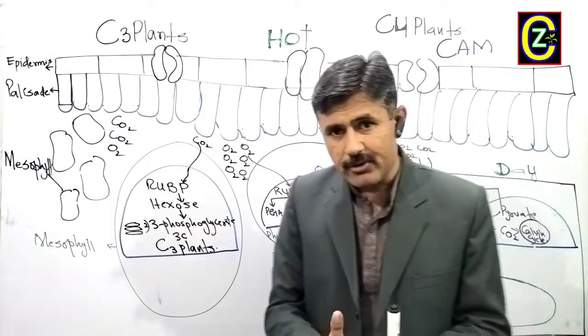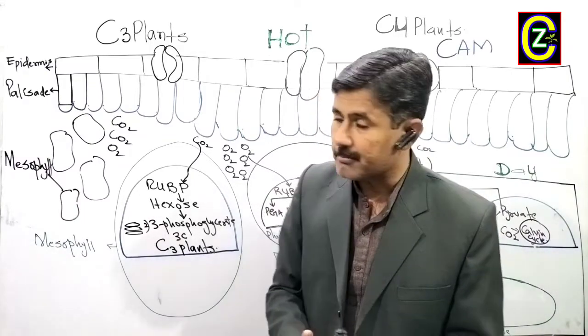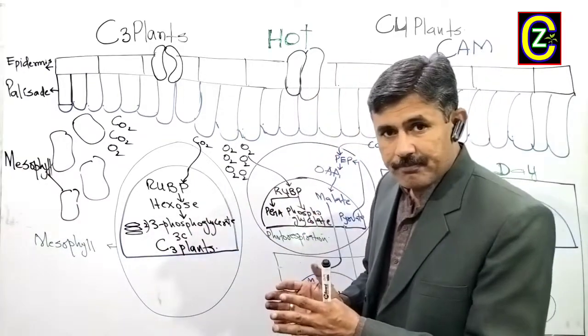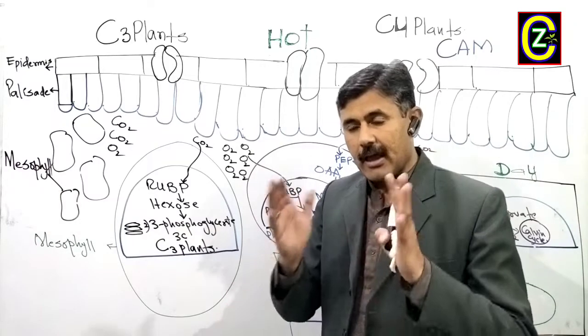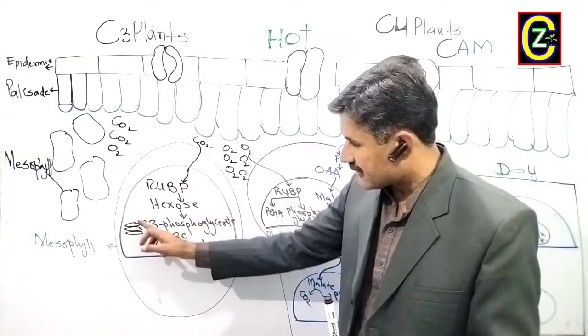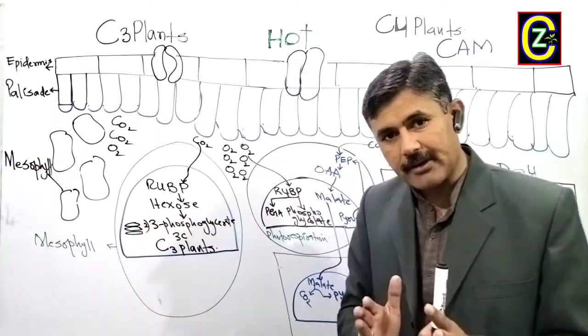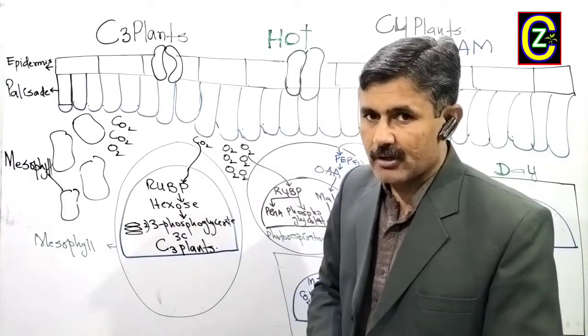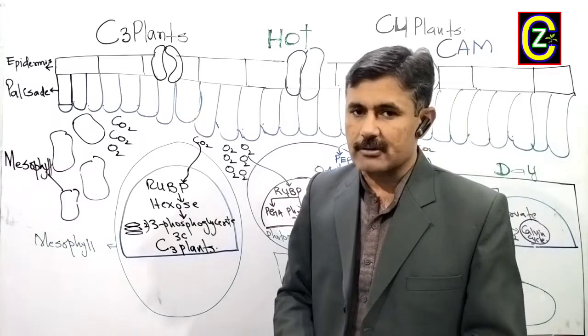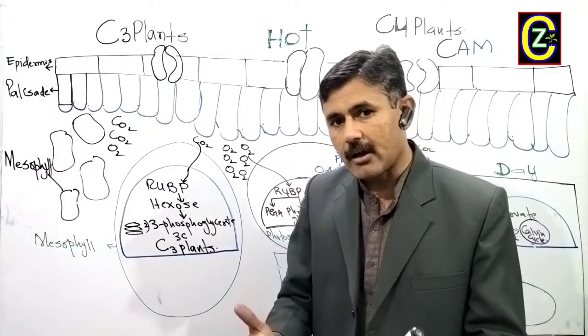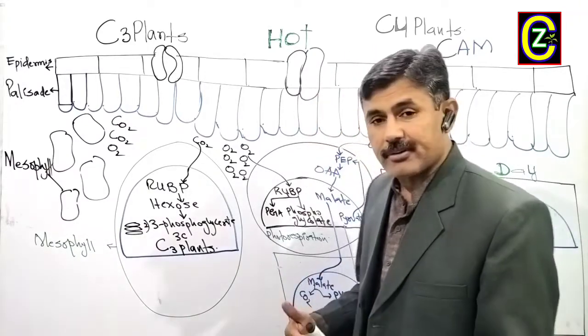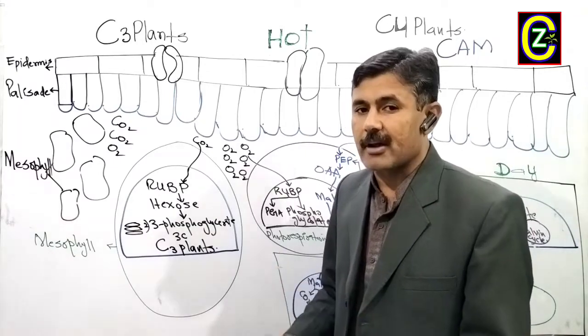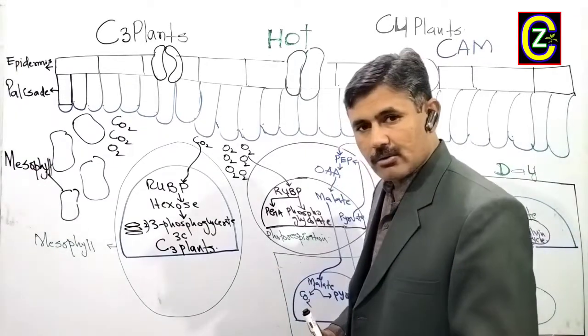What is going to happen during the C3 mechanism? During daytime, when light is present, the thylakoids in these cells produce ATP and NADPH. In the presence of this chemical energy, fixation of carbon dioxide happens, and in that process the plant will fix carbon dioxide and synthesize glucose.